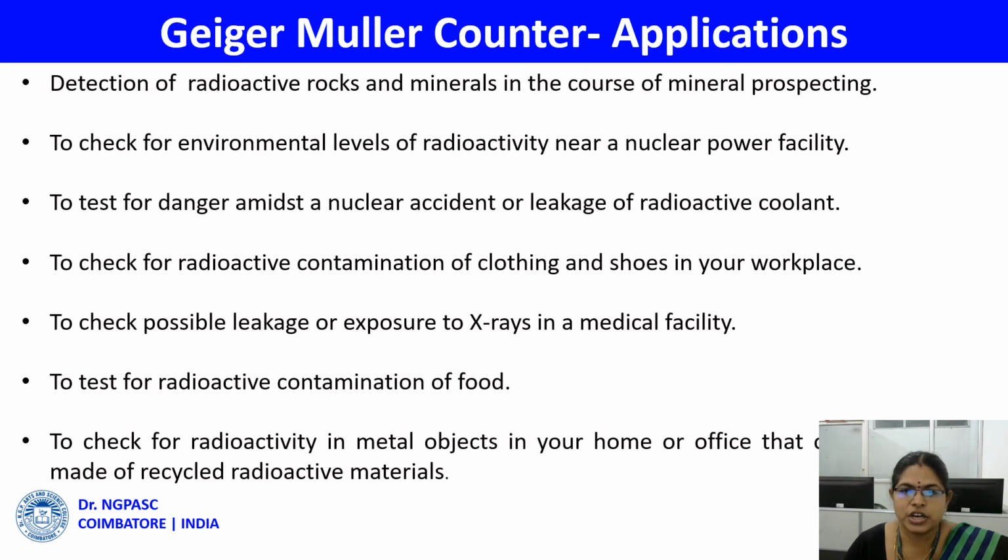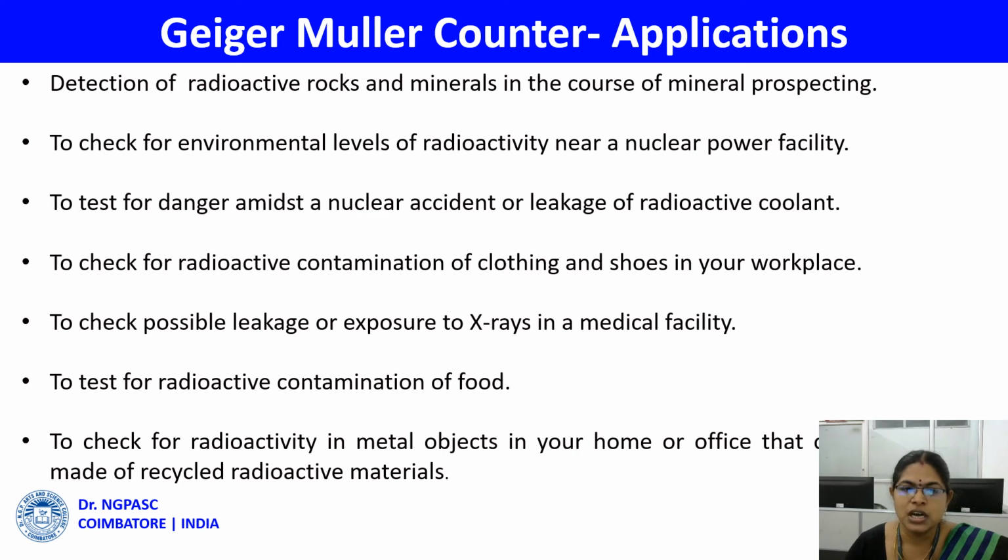Where can we use this GM counter? For detection of radioactive rocks and minerals in the course of mineral prospecting. Similarly, in a nuclear power facility, we can check the environmental level of radioactivity. If there is more radioactive exposure, it will damage the environment, so we have to check that by means of a GM counter. It is used to test for danger in a nuclear accident or leakage of radioactive coolant, and to check for radioactive contamination of clothing and shoes in your workplace.